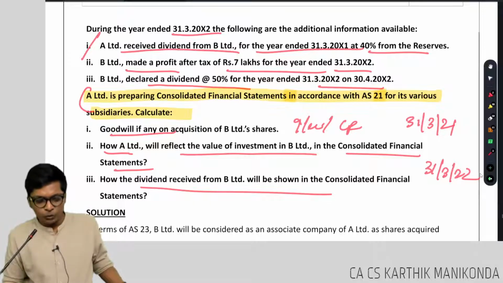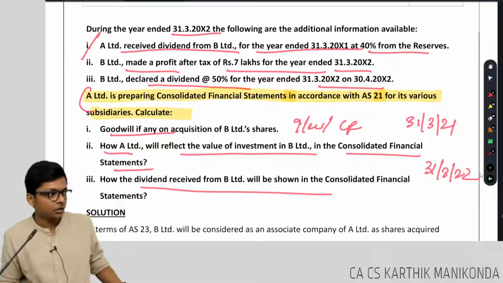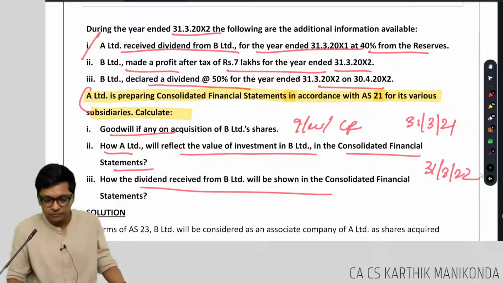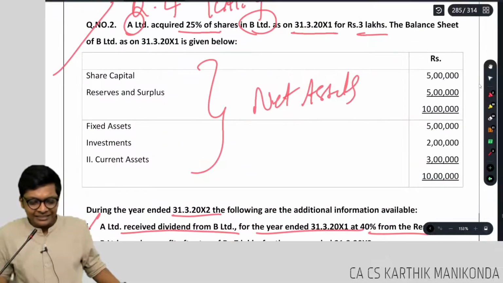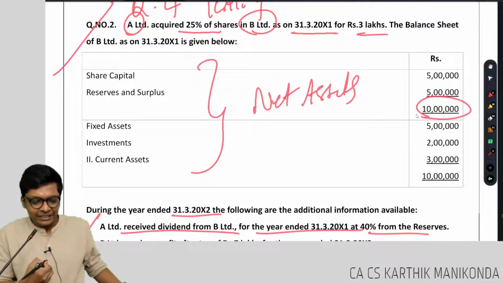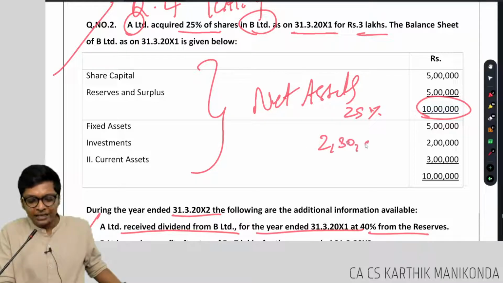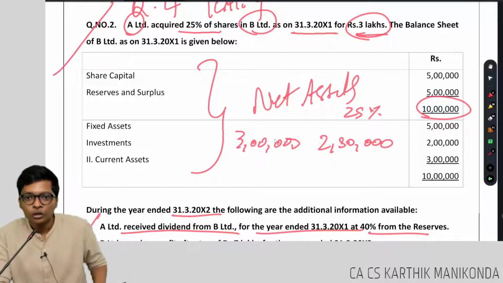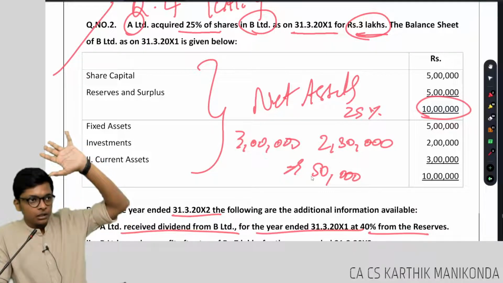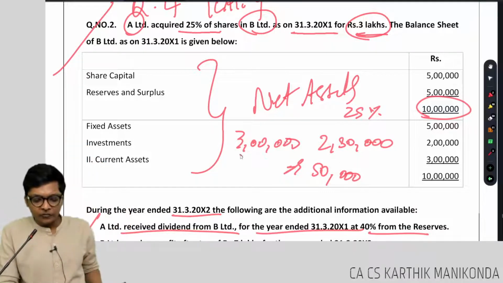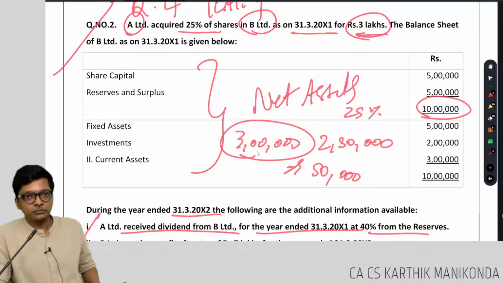Online answer, they're saying goodwill capital reserve is nil is one answer. 0, 0 you are all getting. Very simple. Look at this. Net assets is 10 lakhs. In that my share is 25%, which is 2 lakh 50. I invested how much? 3 lakh. Then goodwill should come 50,000 rupees. Correct. How many have you got goodwill as 50,000 rupees? 50k. Good. Now, from investment, what we should reduce?